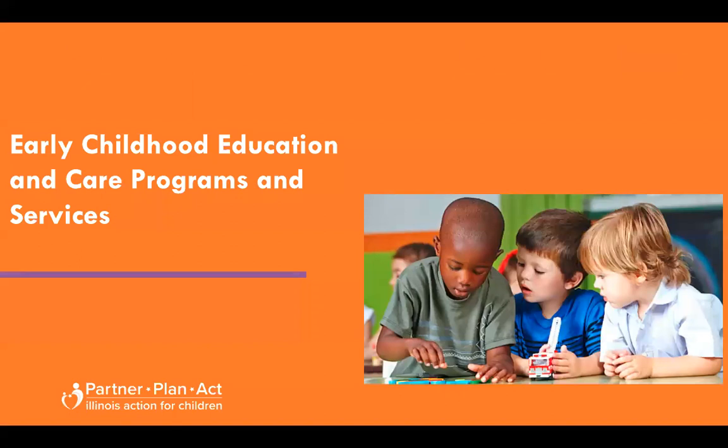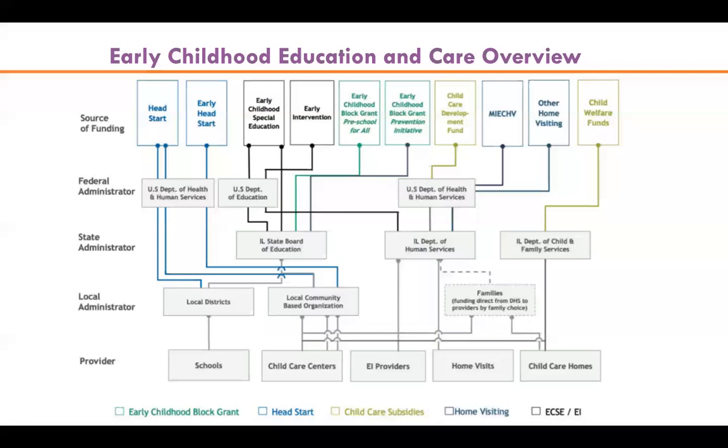In this section of the training, we will have a high-level overview of early childhood education and care programs and services. It's important for anyone working with regional councils or family councils to understand the early childhood landscape. Here is an Illinois early childhood education and care overview graph. This graph mainly shows how programming is funded. It shows at least 10 different funding sources and multiple administrators for myriad programs and providers.